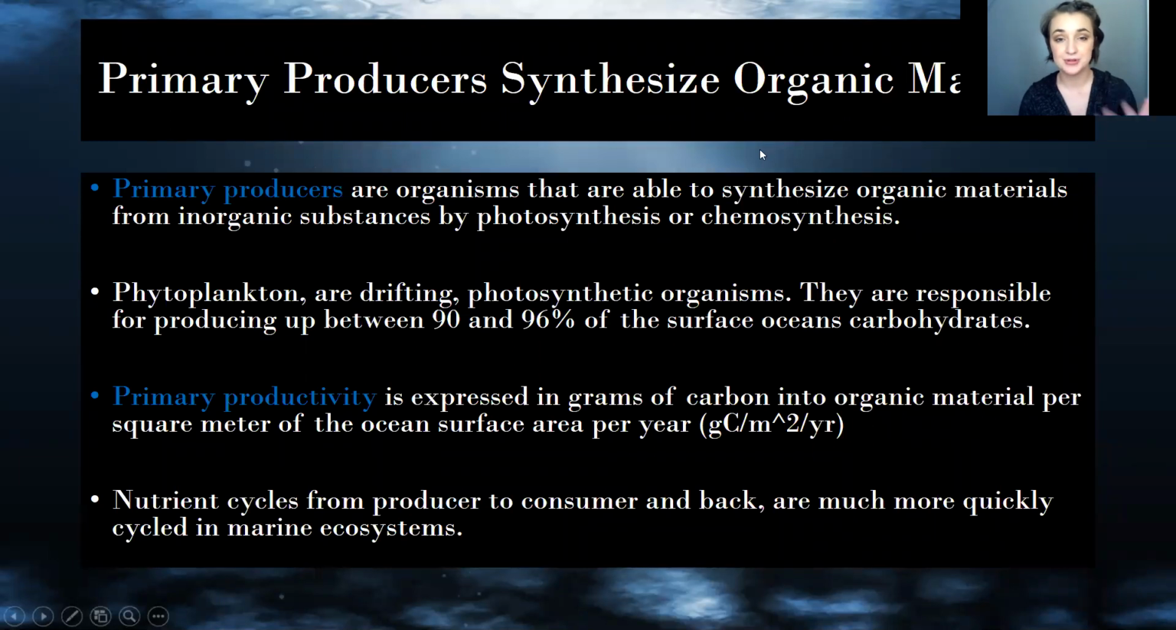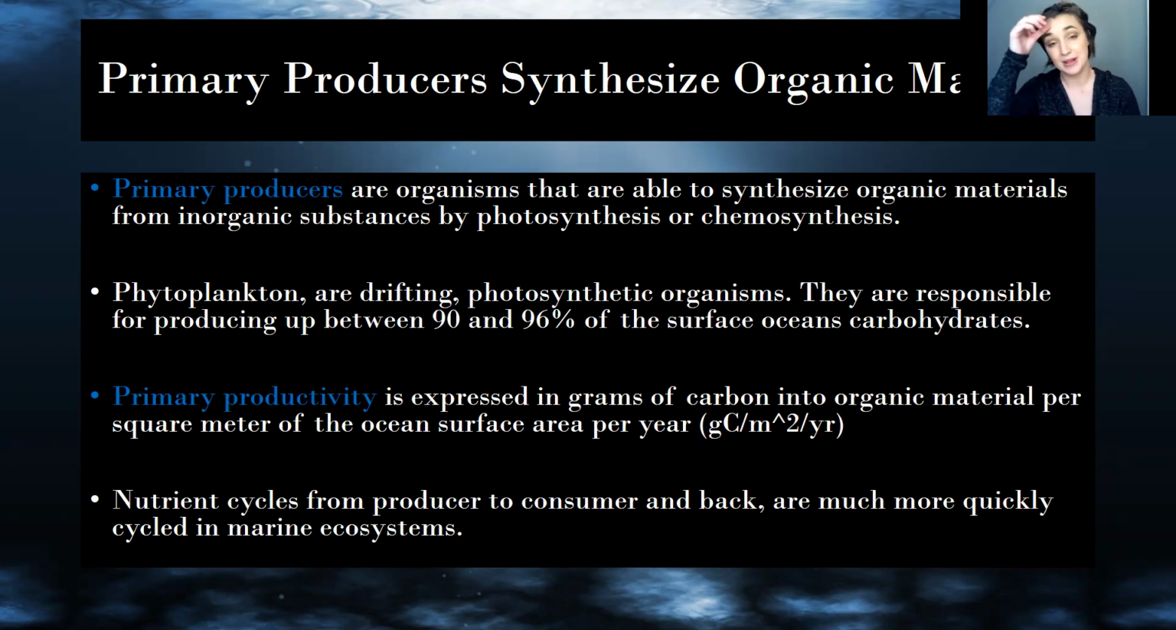Now, we all know what a primary producer is because we've already talked about this in our last chapter and several before then. Plus, you guys have all had biology, so we know what a primary producer does. We know these are going to be any type of living thing that is able to synthesize organic materials, whether it be from photosynthesis or chemosynthesis, in order to create their own energy source. Now, in the ocean, our main primary producers are going to be different types of plankton or phytoplankton. These are going to be photosynthetic organisms.